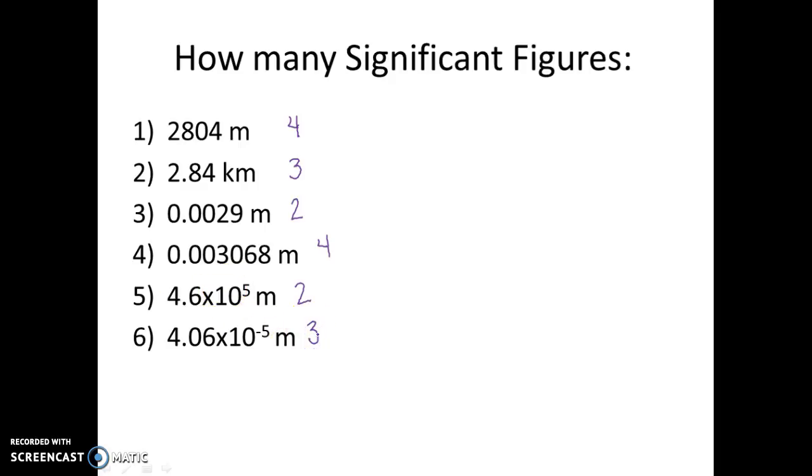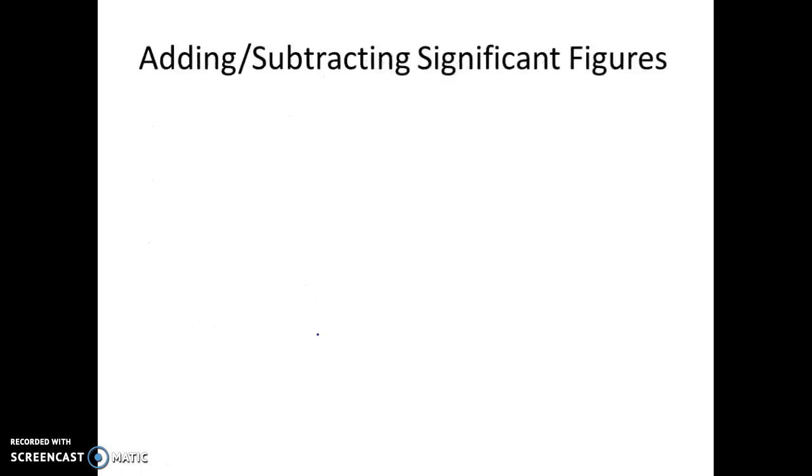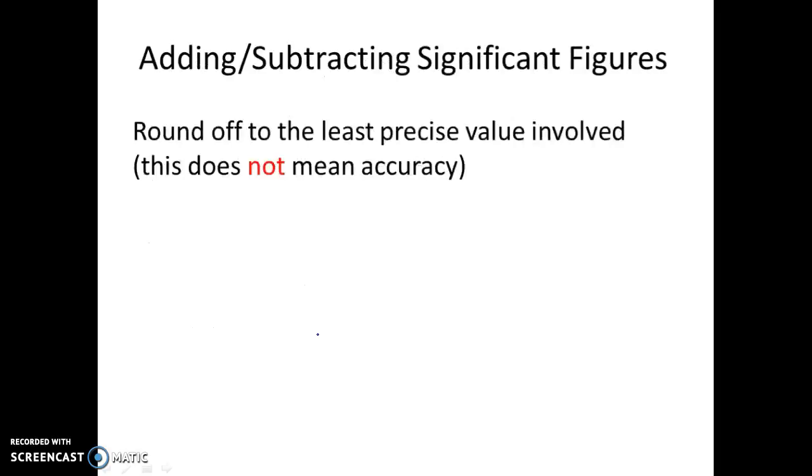Now, for purposes of this class, you will be adding, subtracting, multiplying, and dividing with significant figures. So let's take a look at adding first. You are going to look at the number of significant figures in each of your values, and you're going to go with the one that has the least number of significant figures. It's not looking at accuracy for this. We are looking just at precision. So do not worry about being 100% accurate for the purposes of significant figures.